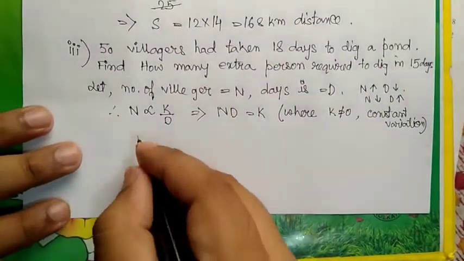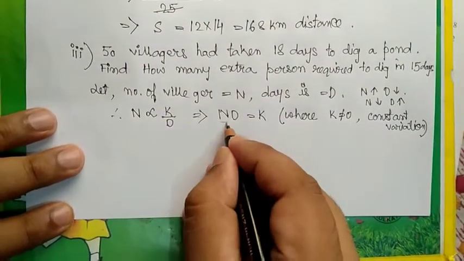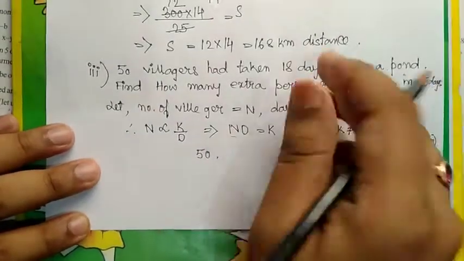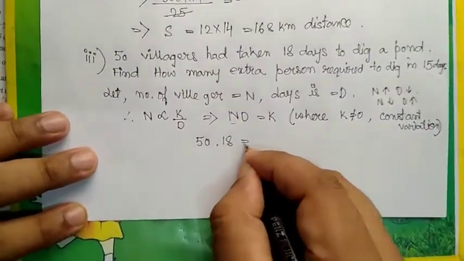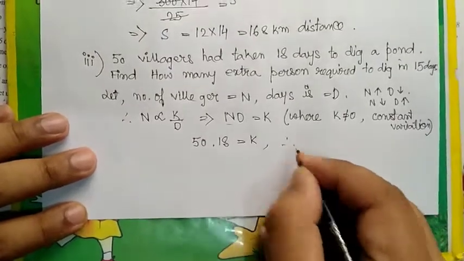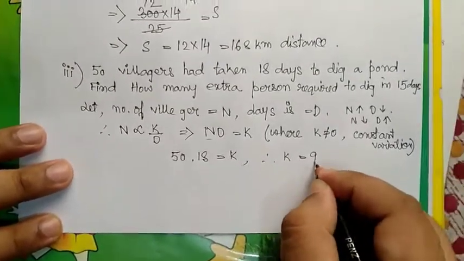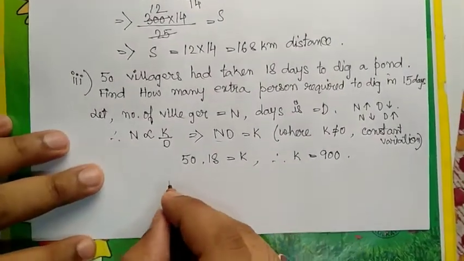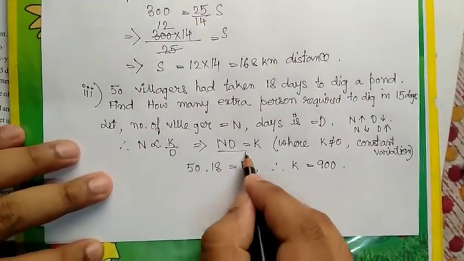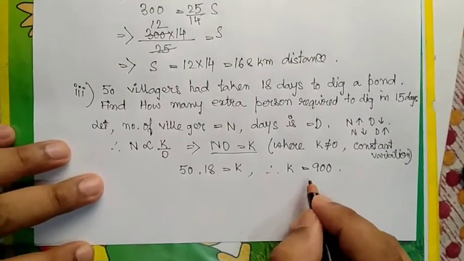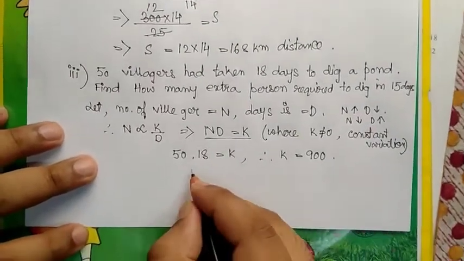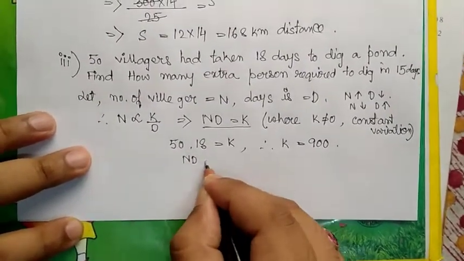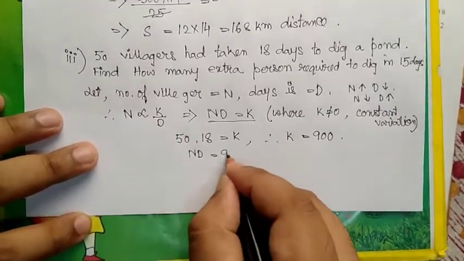Now first of all, we know that 50 villagers had taken 18 days to dig a pond. So therefore, n means number of villagers. So the number of villagers is 50 and the days is 18. So 50 into 18 equal to k. So therefore, k equal to 900. First of all, the equation is nd equal to k, and we find that k equal to 900. So therefore, we can write this equation as nd equal to 900.